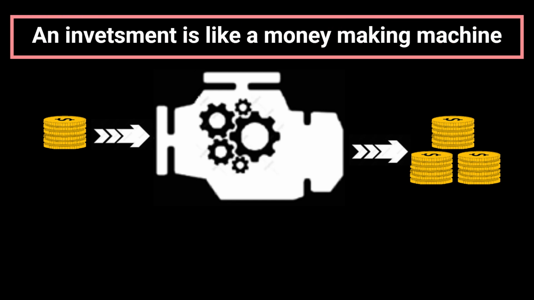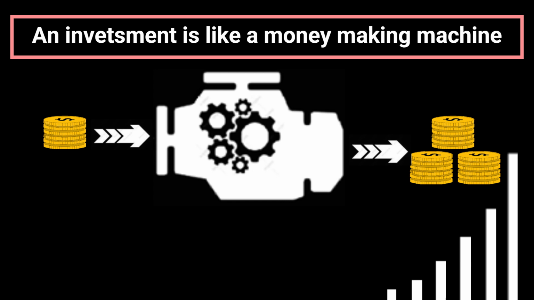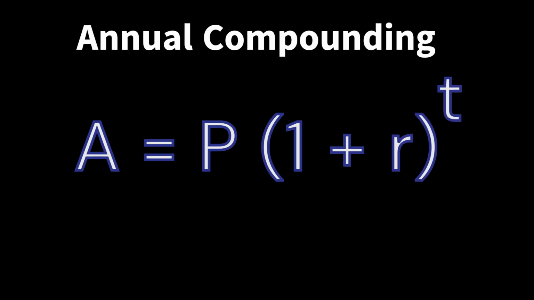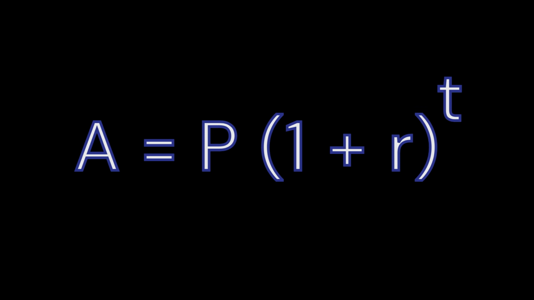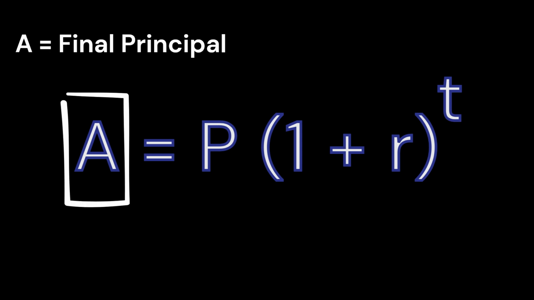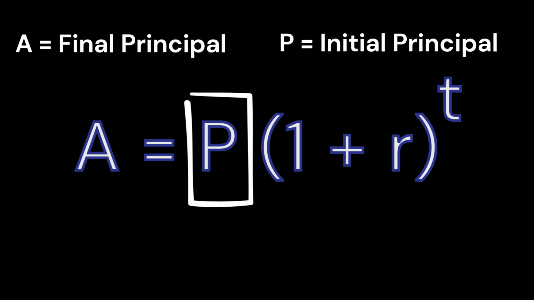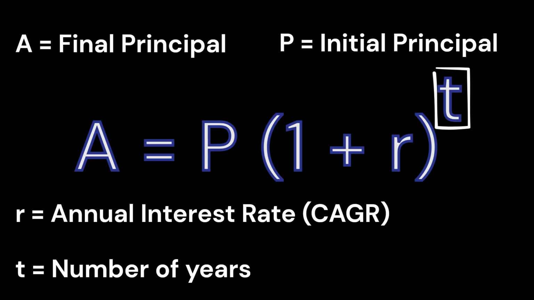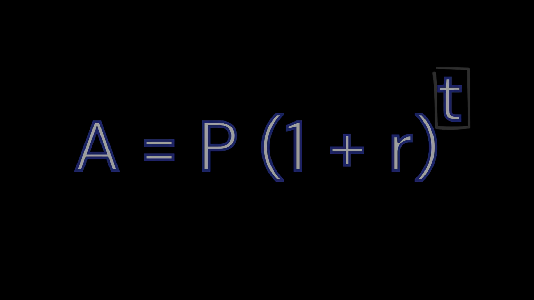Similarly, you can consider compound growth as the growth of money produced by an investment machine, year after year, accumulating much more money at your disposal. The growth of money is usually calculated using the compound interest formula Y equals P multiplied by 1 plus R to the power of T. This formula assumes that the compounding happens only at the end of every year. Here, A represents the final principal, P represents the initial principal, R represents the interest rate, and T represents the number of years for which the investment is kept for.